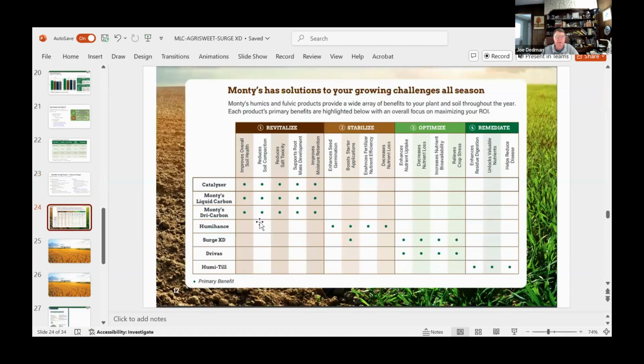And so here's just a quick look at what these products provide. Like Catalyzer, you see the little green dots, Monty's carbon here, Dri-Carbon here, but then we have other products we haven't even talked about yet. But here's Surge actually producing the ability to stabilize as well as optimize things. We have a true form of fulvic and Drivus, and then we have yet another product for remediation and breakdown of crop residue called Humitil, which we may get into in another session that we have.